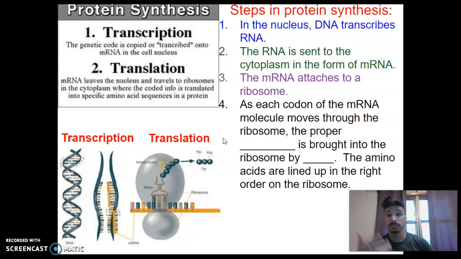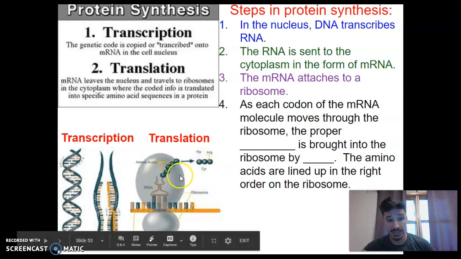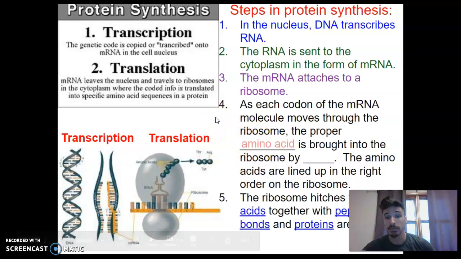So, as each codon of the mRNA molecule moves through the ribosome, which we see happening here in this image, this big gray ball and this small gray ball are the ribosomes, and this yellow band is the mRNA running through it. The proper amino acid is brought into the ribosome by another type of RNA called tRNA. We're going to talk about tRNA just a little bit.